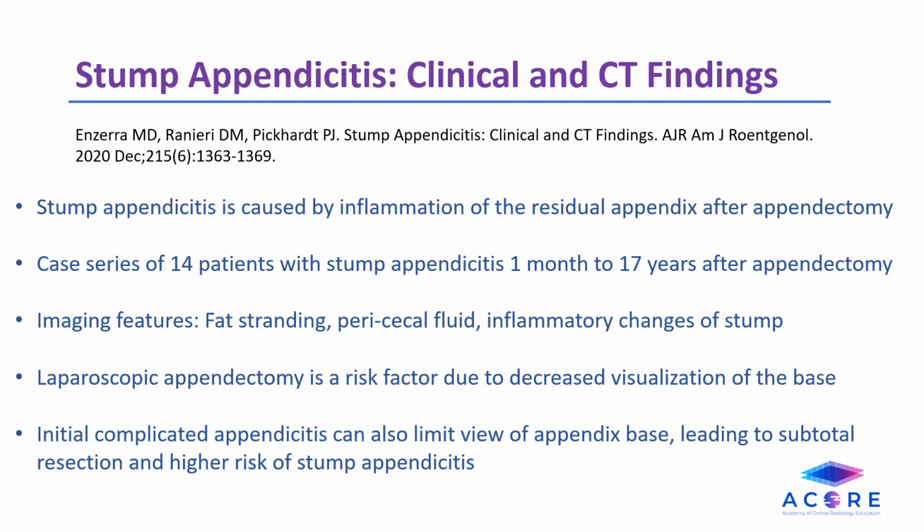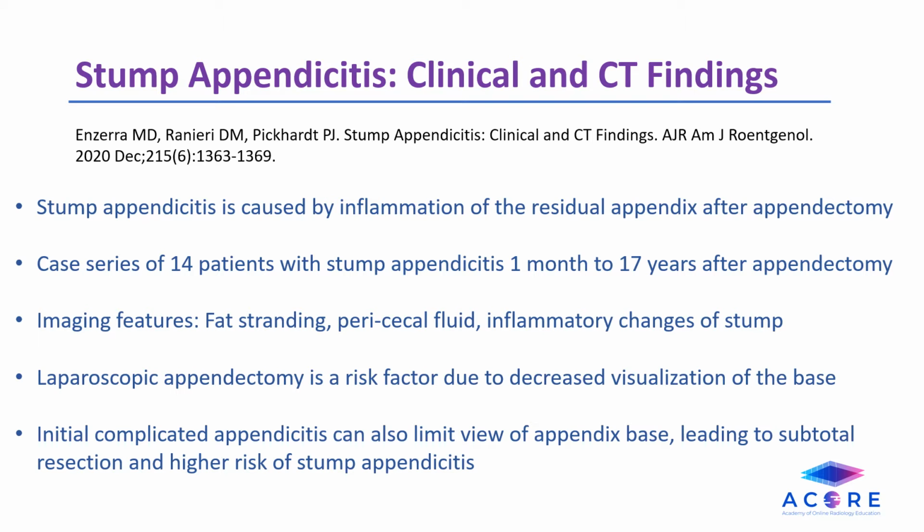This article from AJR discusses stump appendicitis, a relatively uncommon but important pathology that is characterized by inflammation of the residual appendix after appendectomy. This was a case series of 14 patients from the University of Wisconsin, which demonstrated that stump appendicitis has similar imaging features of regular appendicitis, with the range of cases occurring anywhere from 1 month to 17 years after appendectomy, with a mean time of about 5 years.